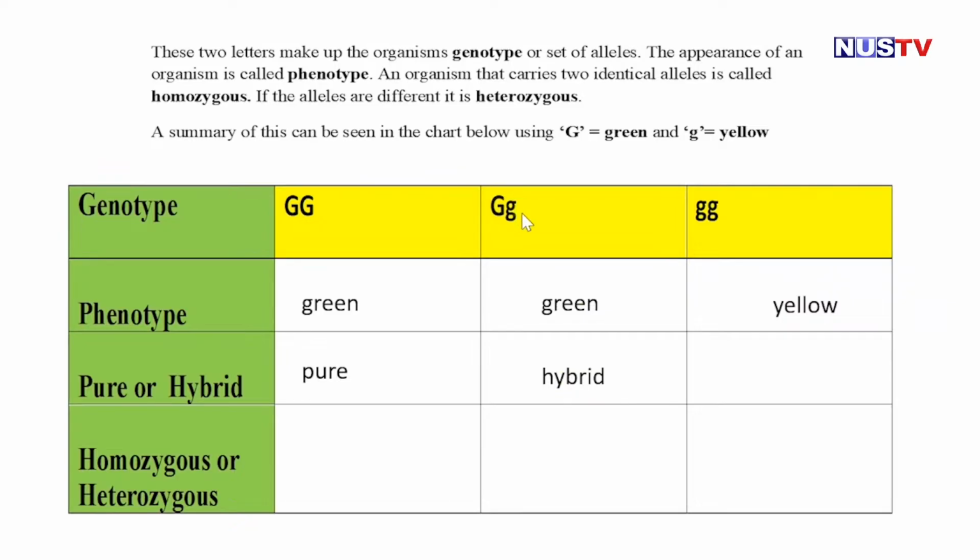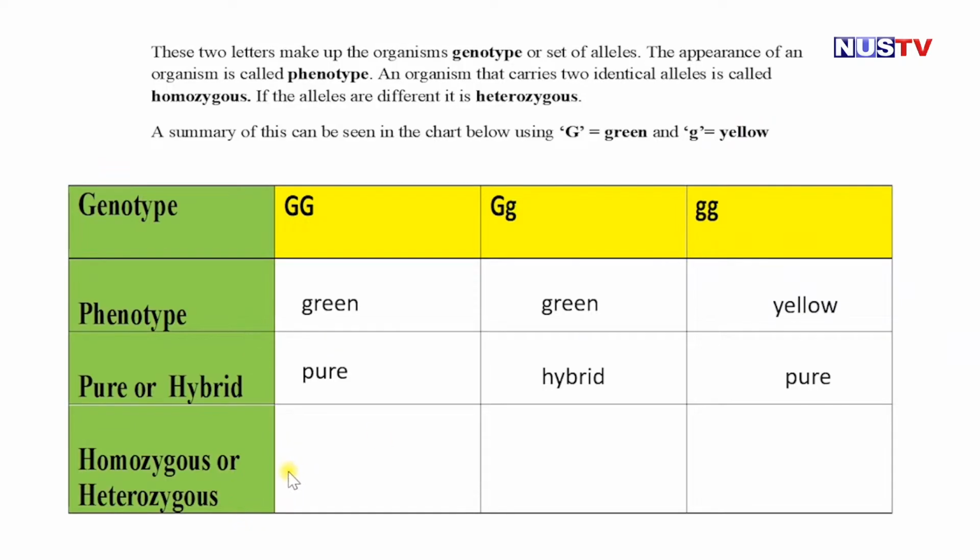Next, pure or hybrid, small letter g, small letter g. Your answer is, and my answer is, pure. The reason is that there's no mixing of gene.